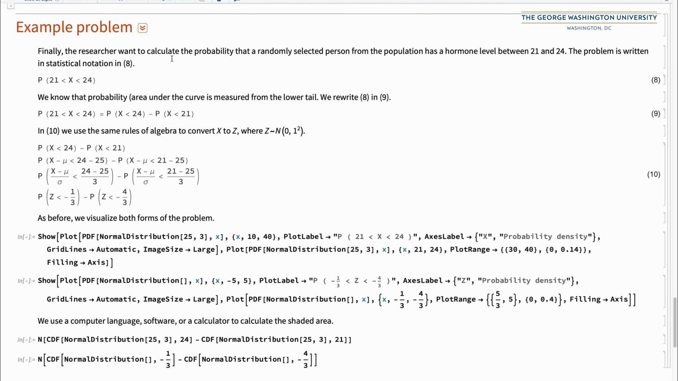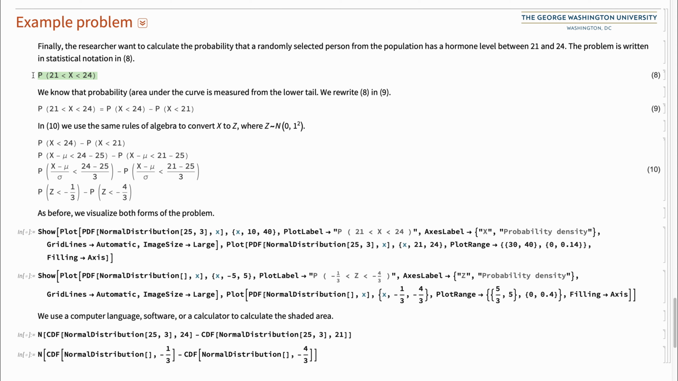Now here's our final problem. This time the researchers still think that this normal distribution with a mean of 25 and a standard deviation of 3, or variance of 3 squared, is still a good mathematical model for the distribution of this hormone level. Now they want to know what's the probability that a randomly selected person from this population has a hormone level between 21 and 24. So that's how we can write it in statistical notation. This random variable is between 21 and 24.